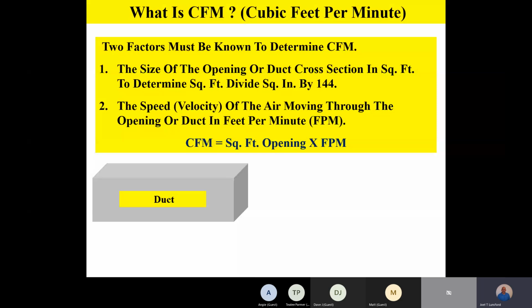We multiplied those two factors together, and that gave us, in our example, 195 CFM, or cubic feet per minute.